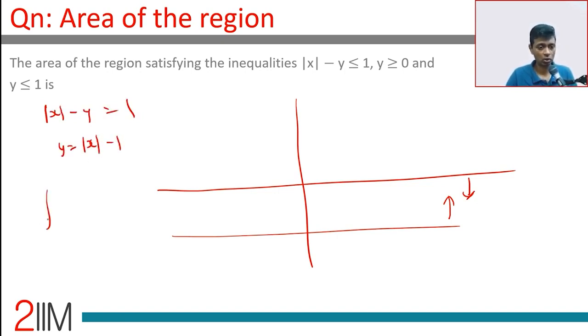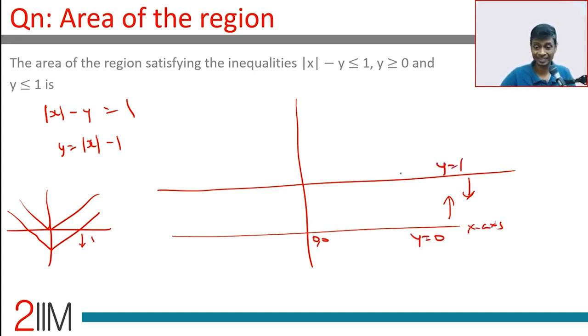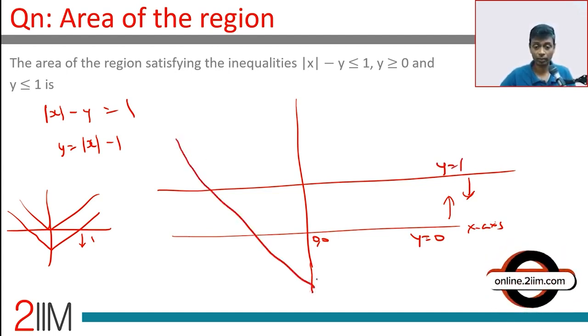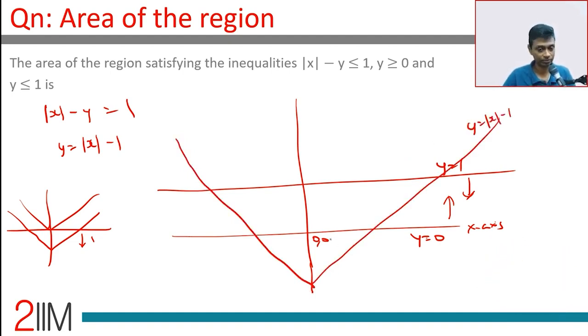Now, y equal to mod x is a curve like this. Mod x minus 1 will be a curve like this. Shift it down by 1. So this is 0, 0. This is x-axis. This is a line y equal to 0. This is a line y equal to 1. We're talking about this band here. On top of, inside that band sits this y equal to mod x minus 1 line.